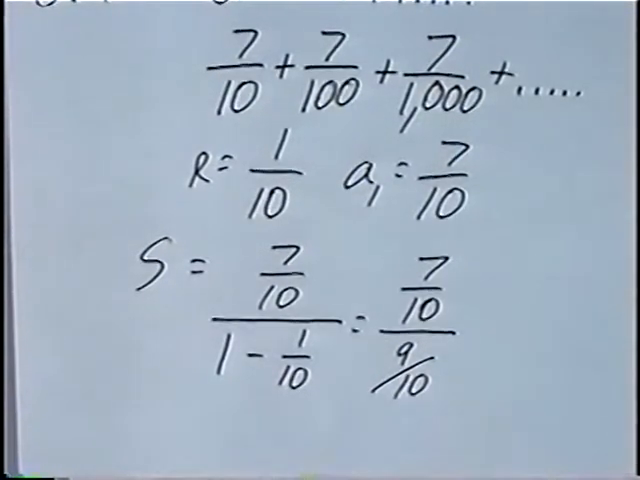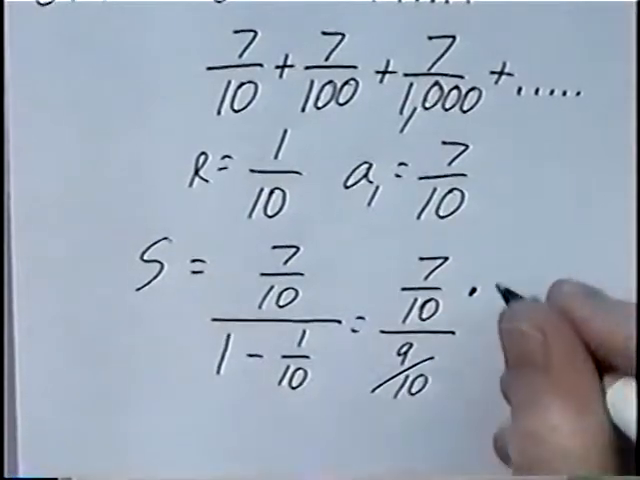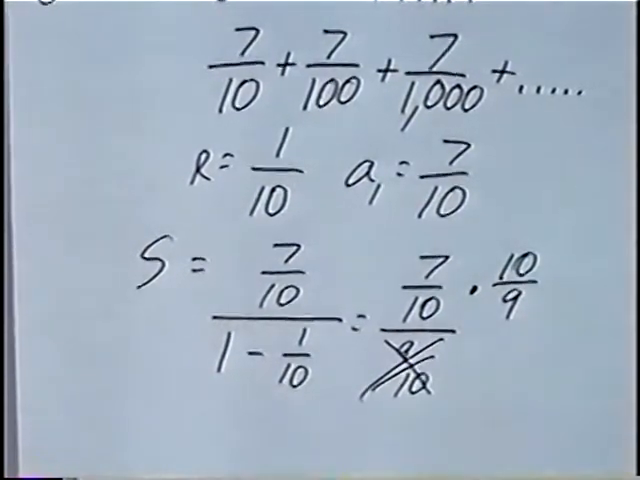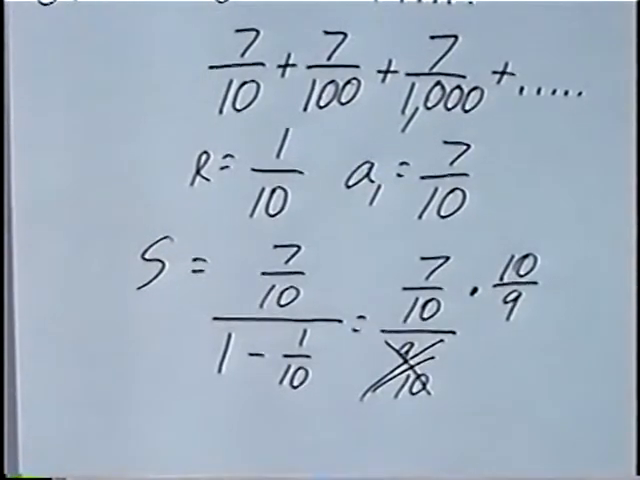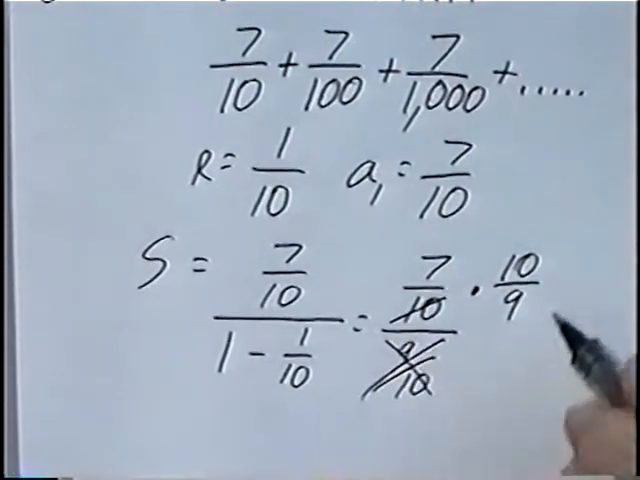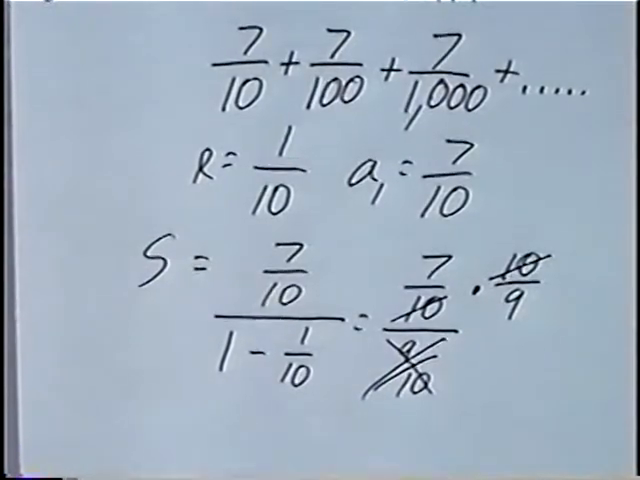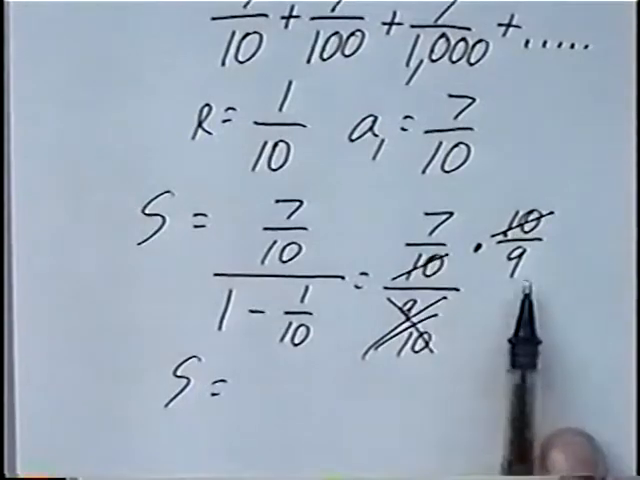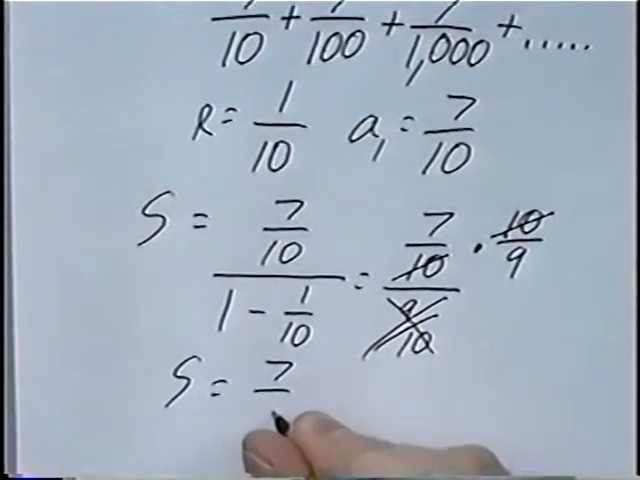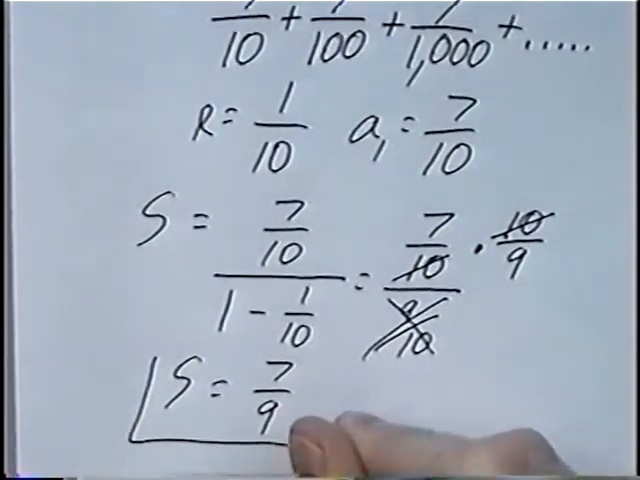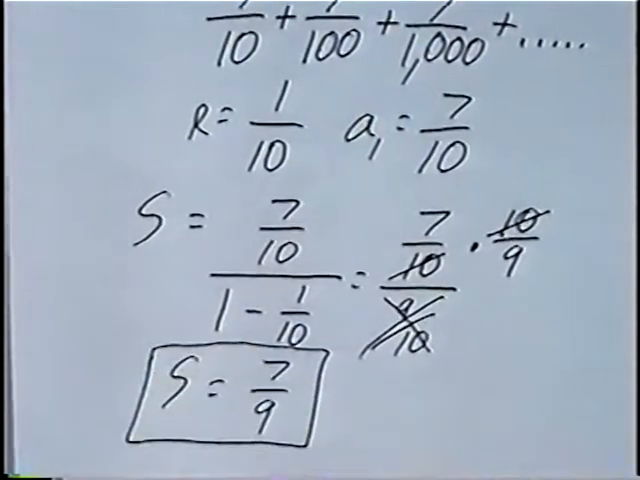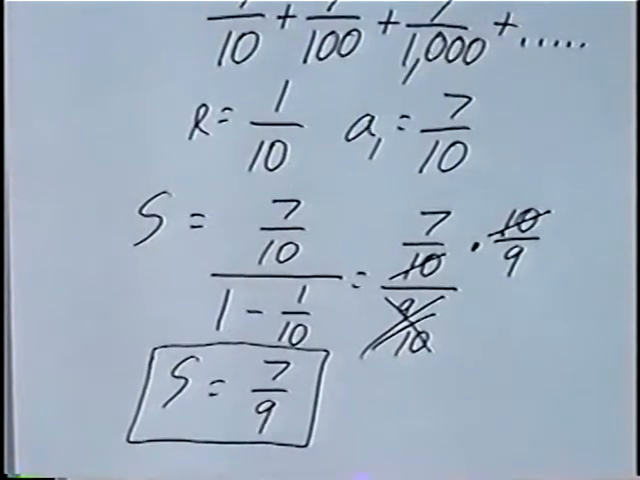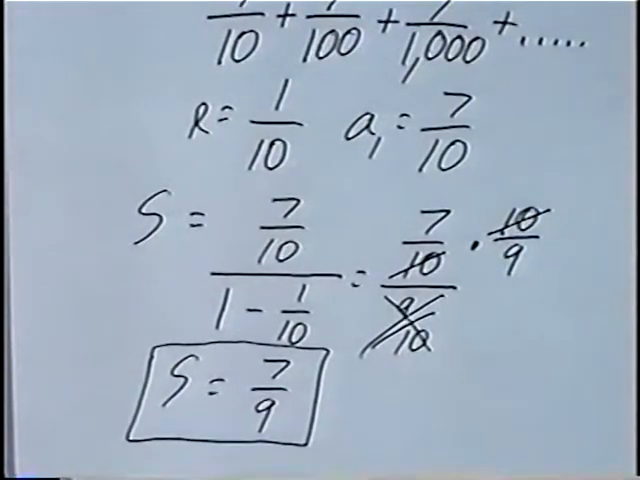Instead of dividing by 9 over 10, we can multiply by the reciprocal, which would be 10 over 9. 7 over 10 times 10 over 9. If you wanted to, you could cross cancel the tens, and you'd be left with the final answer, the sum, 7 over 9. So looking back at the question, the decimal 0.7, where the 7s continue on, can be written as a fraction as 7 over 9.